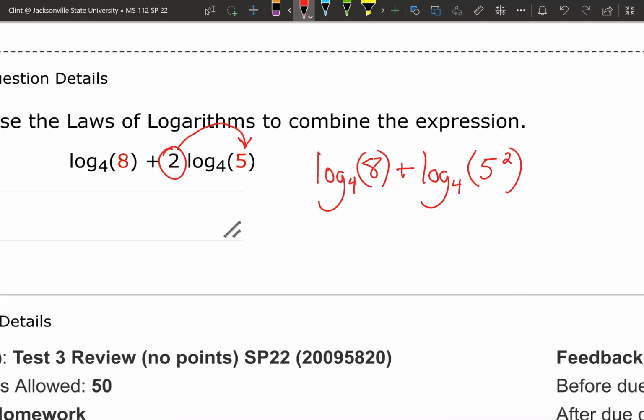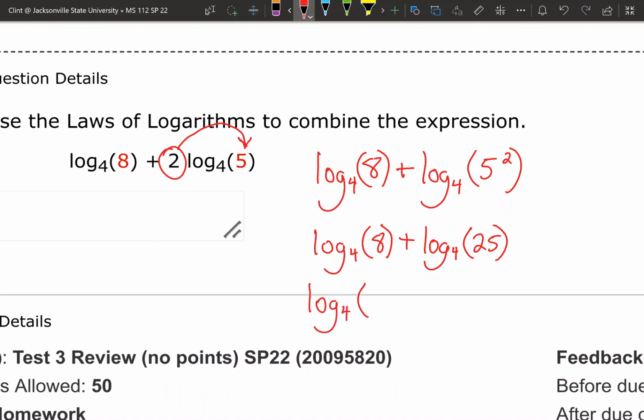Well, I guess we can multiply it out, so it'll make the end product nicer. So if we multiply that out, log base 4 of 25. And then if we combine these two, it's plus, so we would multiply. That would be log base 4 of 8 times 25. What's 8 times 25 going to be? 200. Yeah. You got 8 quarters, it's $2. So 200.